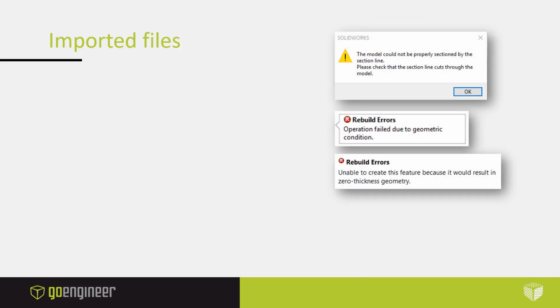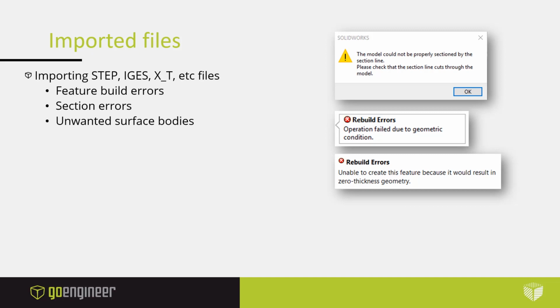A little bit more on imported files. We get a lot of these types of errors with imported files. So the geometry essentially is corrupted and needs to be corrected. Section view issues, geometric conditions, or maybe zero thickness. So this is pretty common with STEP, IGES, XT files. Maybe you have unwanted surface bodies when it should be solid.